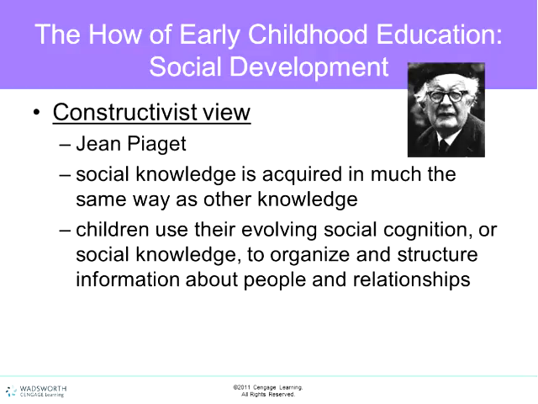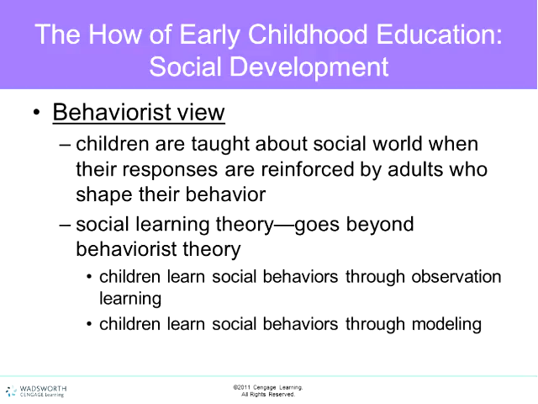But his theory was basically social knowledge is acquired in much the same way as other knowledge. Children use their evolving social cognition or social knowledge to organize and structure information about people and relationships. So he was more of a developmental constructivist. When you see the word constructivist, I want you to think of construction, of building. Children are built, is kind of how he believed. The next is the behaviorist view. So here we're focusing on behavior.